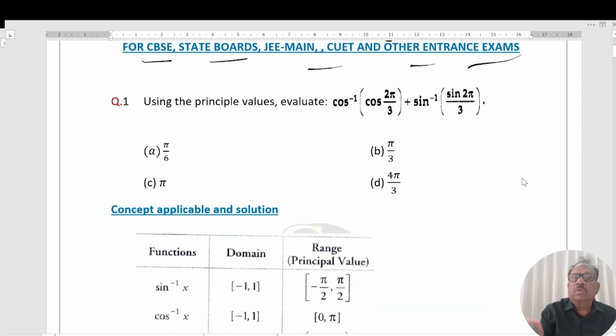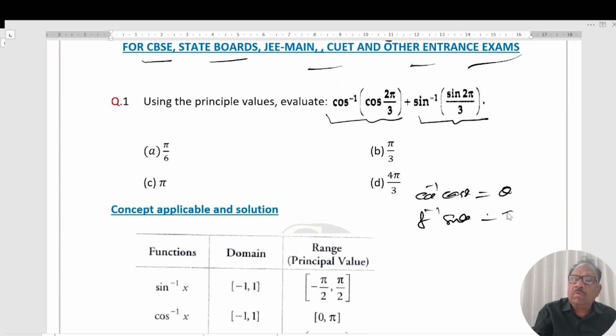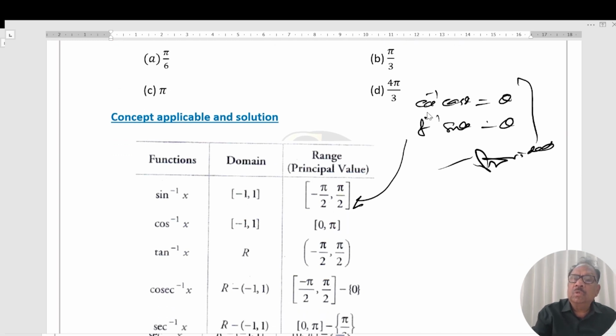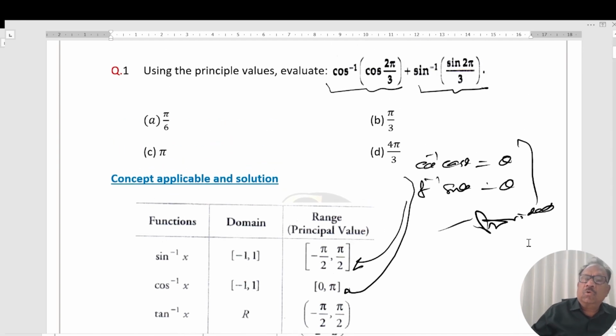Using the principal values, evaluate cos of inverse cos plus sine of inverse sine. Cos of inverse cos theta will be theta, and sine of inverse sine theta will be theta, provided theta belongs to the principal value range. Check it here: in this case, cos inverse ranges from 0 to pi, and this is between 0 and pi.